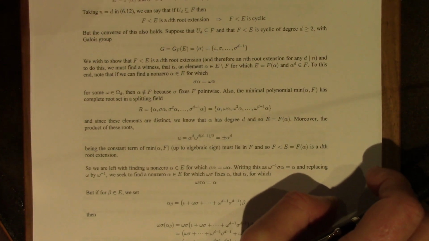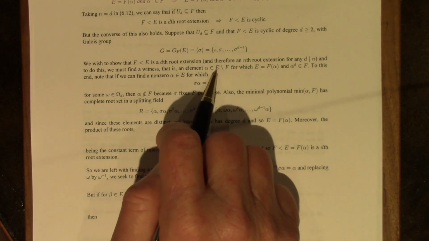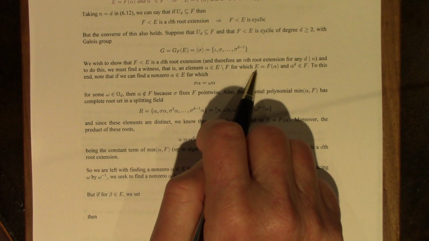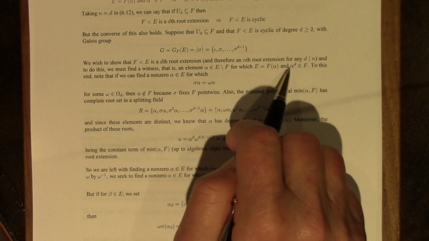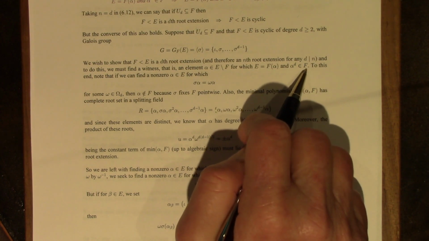Well, to do this, we have to find a witness. We have to find an element alpha in E, but not in F, that generates E over F, and for which alpha to the D belongs to F.